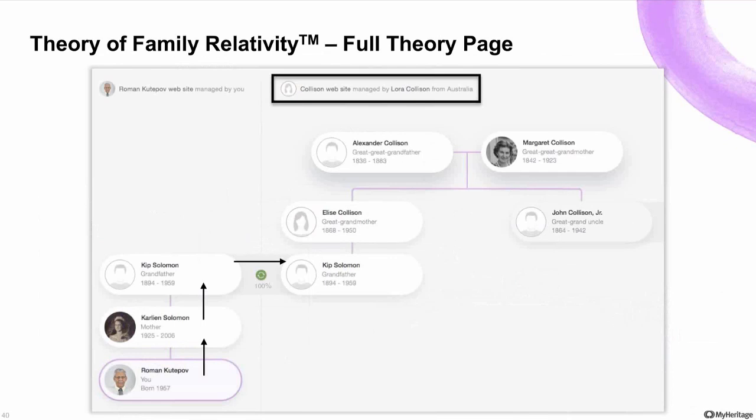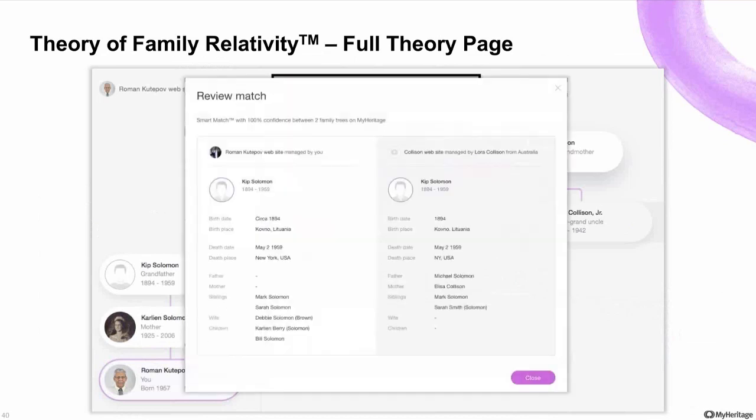So we decided that Kip Solomon in Roman's tree is the same Kip Solomon in Laura's tree from Australia. You can see that green indication with the score of 100%. That green symbol indicates that this is a smart match between the individual in the first tree and the second. You can click on that, and once you do that, we will give you a nice side-by-side comparison between the information that we have from Kip in the first tree and the information that we have on the second tree. So now you can review for yourself and decide whether this smart match makes sense.